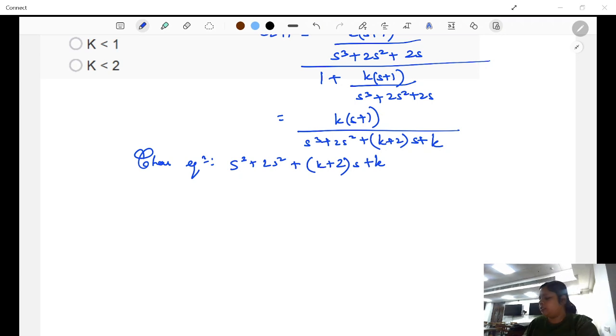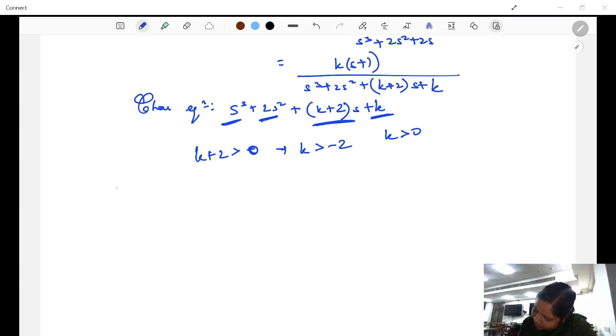So first of all, for a Hurwitz polynomial, we should have the coefficients of all the powers of s present here, and that is true in this case. Secondly, all the coefficients should be of the same sign. For the first term, the coefficient is 1, which is positive. For the second term, the coefficient is 2, which is also positive. For the third term, that can be ensured by saying k plus 2 should be greater than 0, so k should be greater than minus 2. In this case, it can be written as k should be greater than 0.